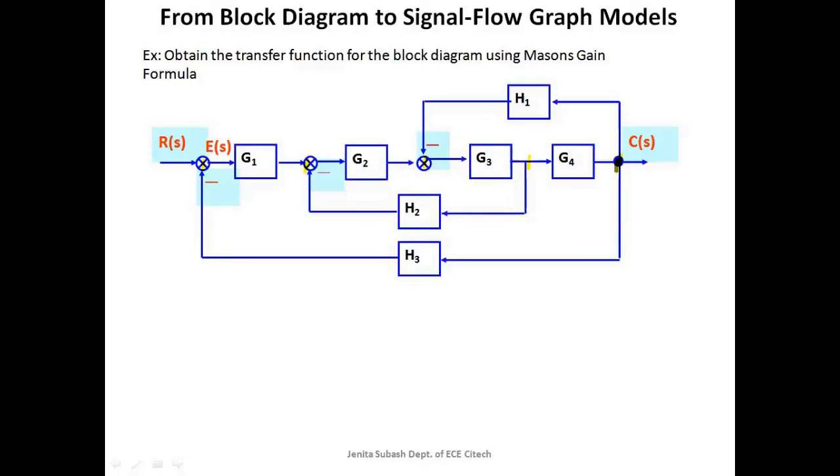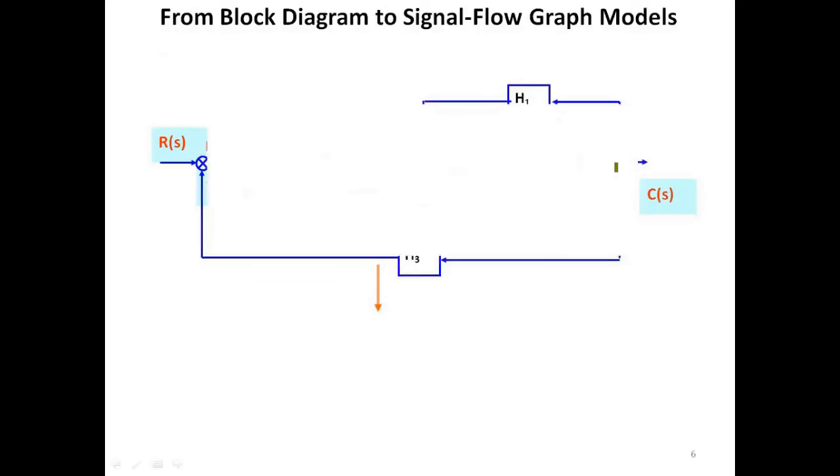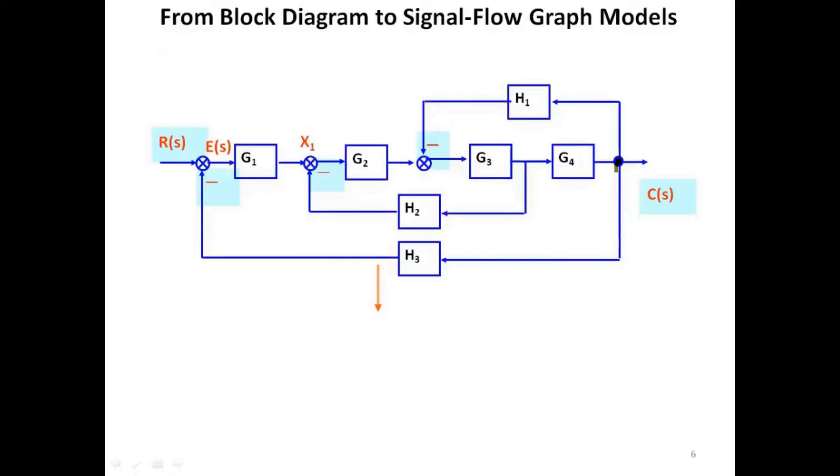So let's start numbering the summer points and the takeoff points. The second summer point is represented as x1, the third one as x2, the fourth, a takeoff point, is x3, and the fifth one is x4. And from R(s) to E(s), we have a unity gain 1, and from x4 to C(s), we have a unity gain 1. Now we have identified all the summer points and takeoff points, and we have represented and numbered them. Now we can directly transform to the signal flow graph.